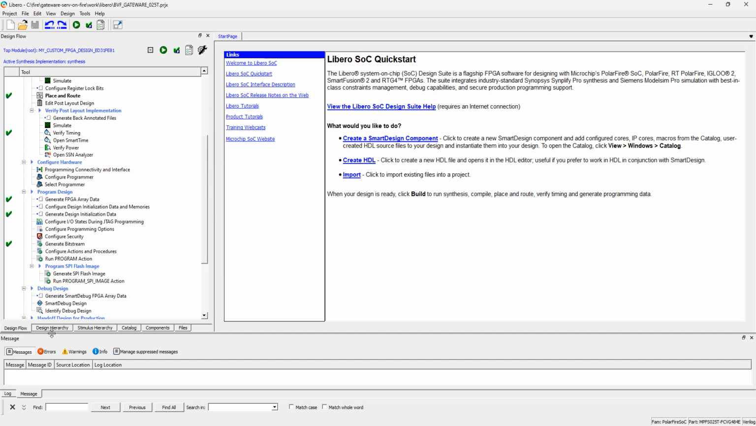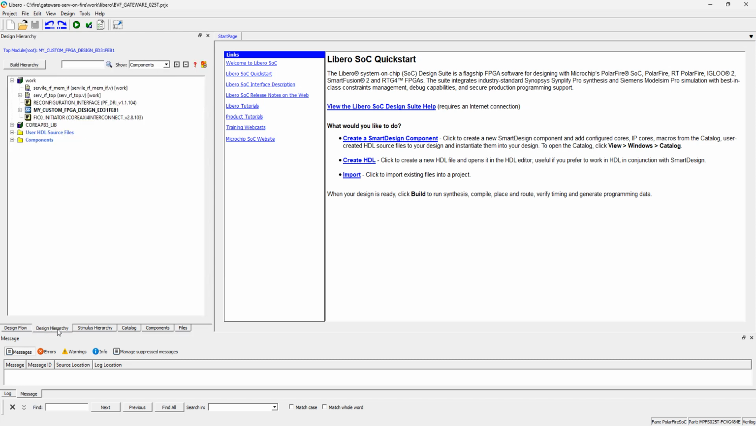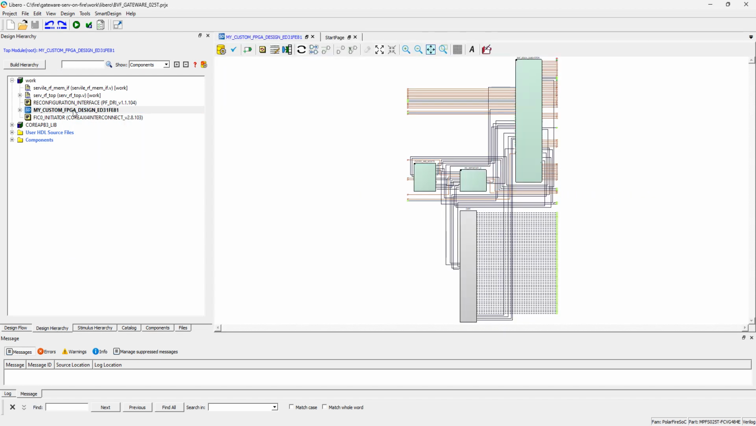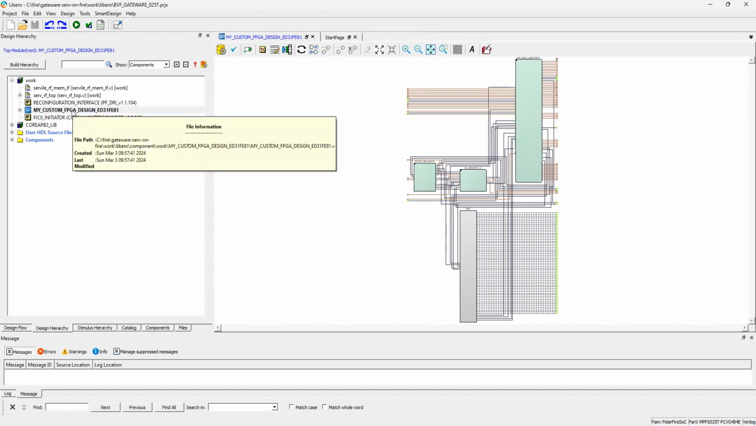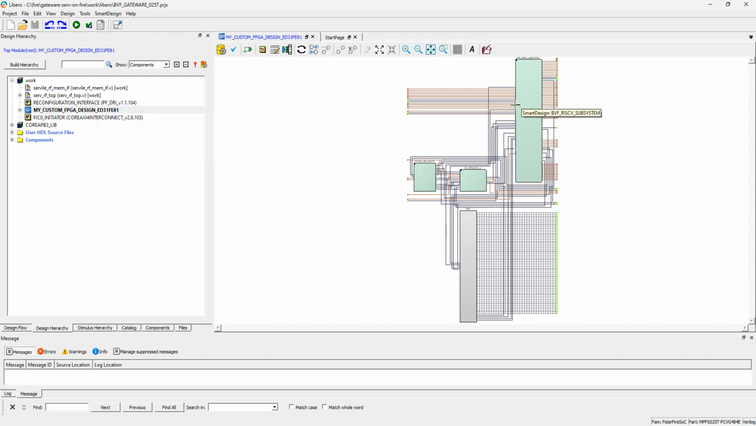There are other tabs. So this design hierarchy tab has got your hierarchy. And also, let's go to this My Custom FPGA, the one that's in dark, bold. And when I double clicked on that, left double click, this gives you the design in here. So you can see that there's 4 big blocks, all connected by various wires. The dashed lines are like bidirectional signals, so they can go input or output.